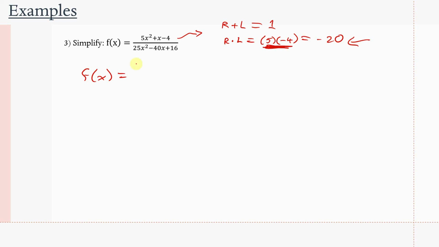So we now have, on the top, 5x squared. Now we're going to do decomposition, as we always do, plus 5x minus 4x minus 4.